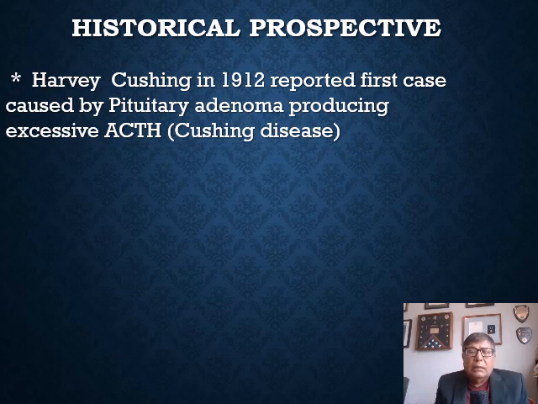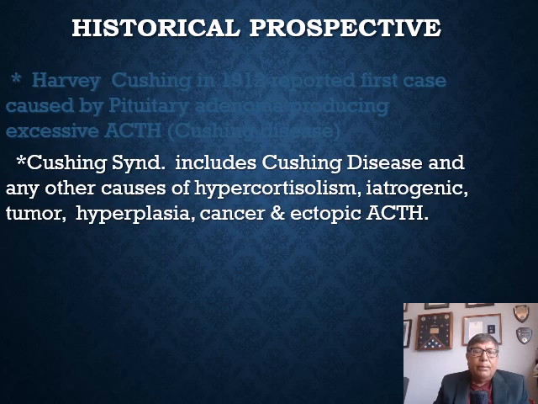But the other causes also make the body produce more cortisol, though not from pituitary ACTH. The ACTH could be ectopic, and altogether we call them Cushing syndrome. So that includes Cushing disease and any other cause of hypercortisolism. It could be iatrogenic, it could be hyperplasia, it could be cancer, ectopic ACTH. It could be any of those.